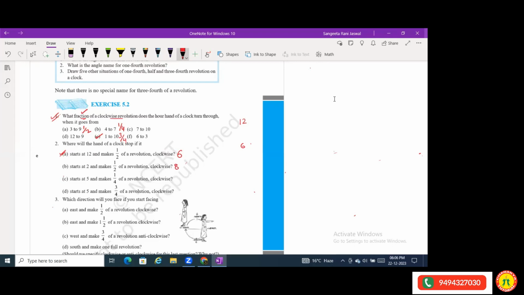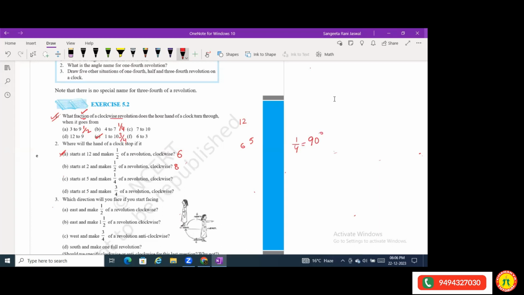On 6, I think. Why 6? It starts at 5 and makes 1/4 of a revolution clockwise. Now see, this is a clock. It is starting from 5 and it will make a quarter revolution. Quarter revolution, 1/4 means how much angle is this? 1/4 is 90 degrees.